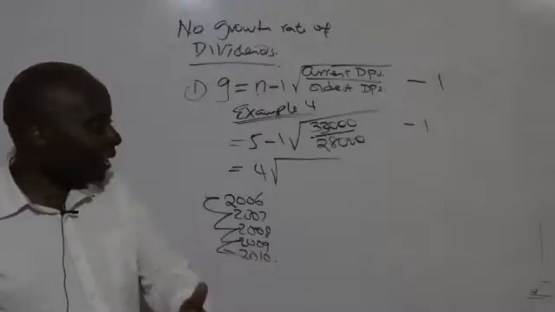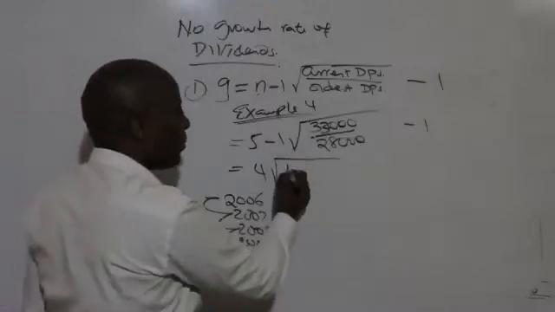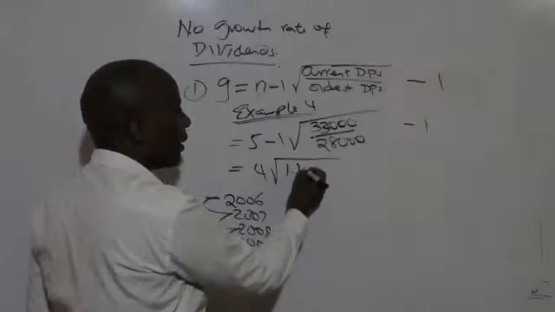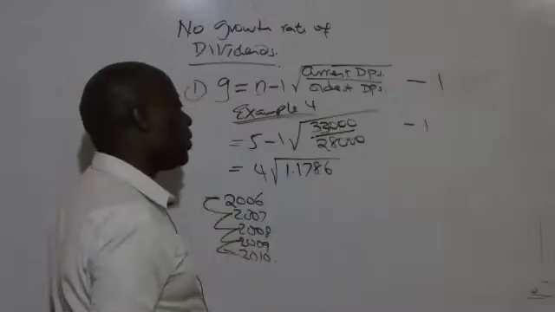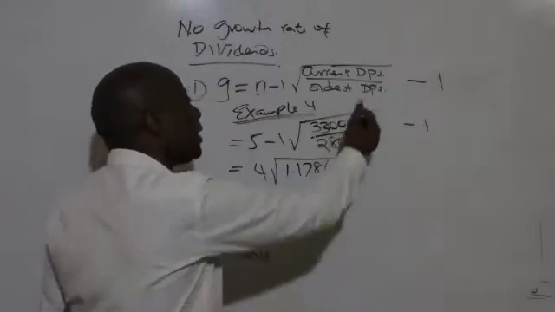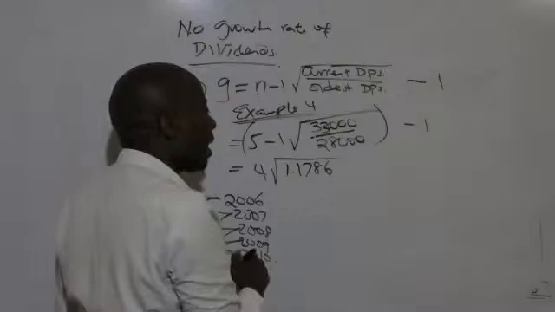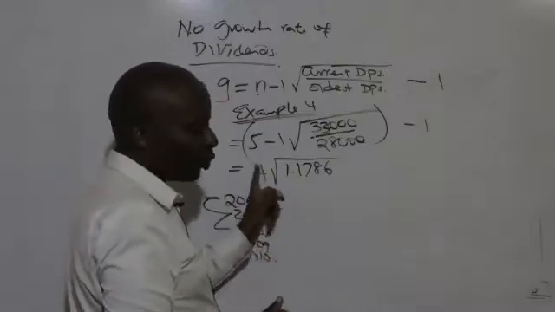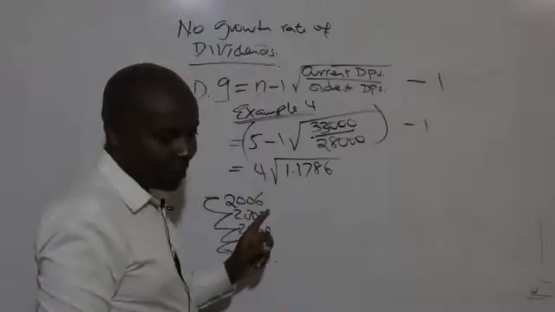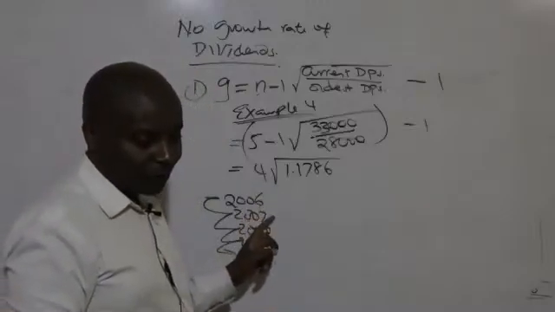So what figure are they able to give me here? Somebody divide this. 1.1786, ladies and gentlemen. And then now listen to me very well. So first of all, take the fourth root of this figure.